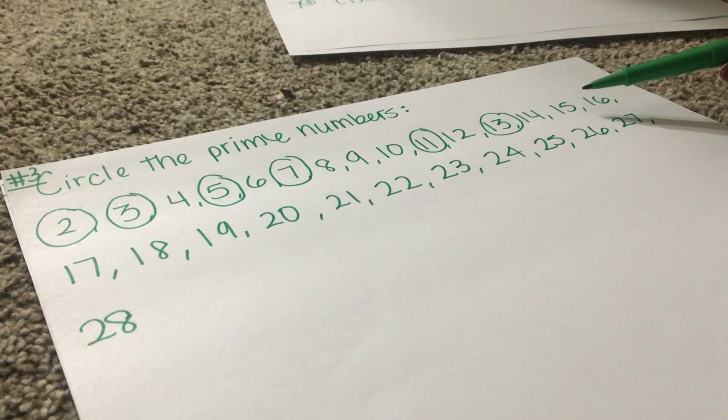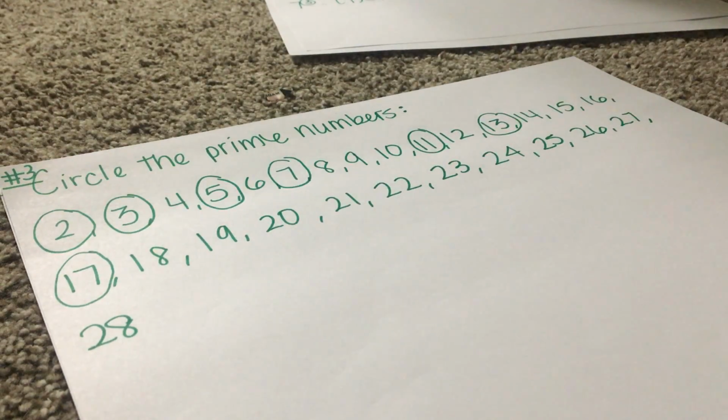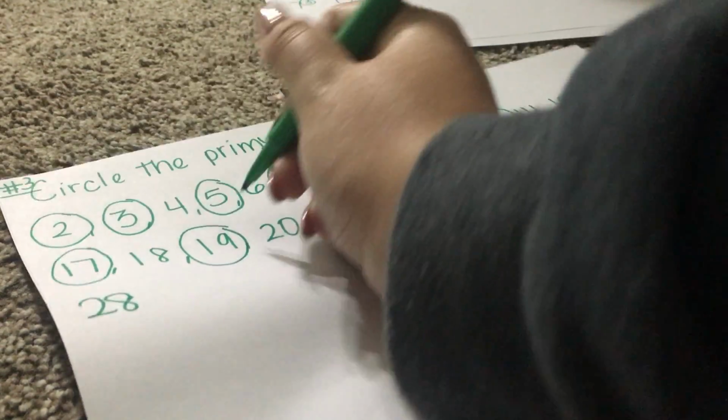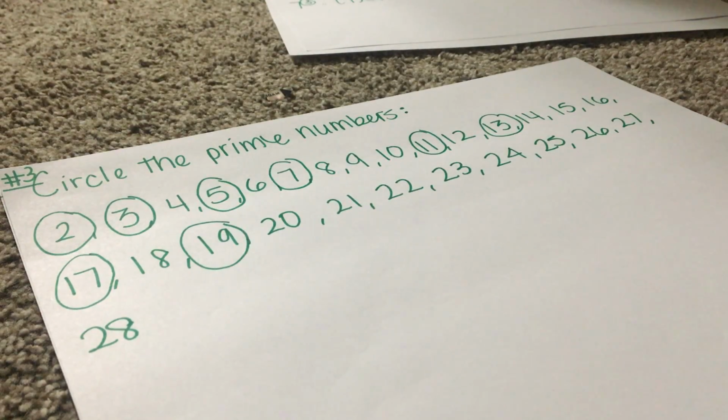15 is not a prime number because you can multiply 3 times 5 and 15 times 1 in order to get 15. 16 is not a prime number because you can multiply 2 times 8, 8 times 2, and 16 times 1 to get 16. 17 is a prime number because you can multiply 17 times 1 to get 17. 18 is not a prime number because you can multiply 9 times 2 and 18 times 1 in order to get 18. 19 is a prime number because we can multiply 19 times 1 and only 19 times 1 in order to get 19. 20 is not a prime number because you can multiply 20 times 1 and 10 times 2 in order to get 20.